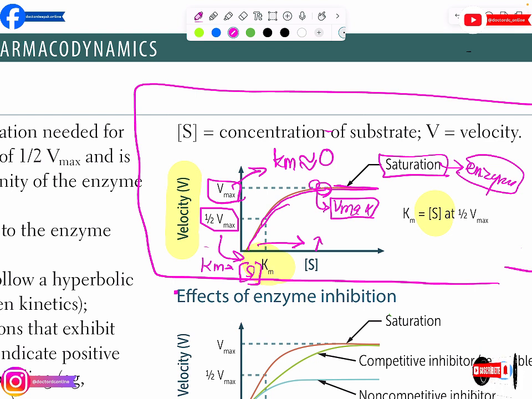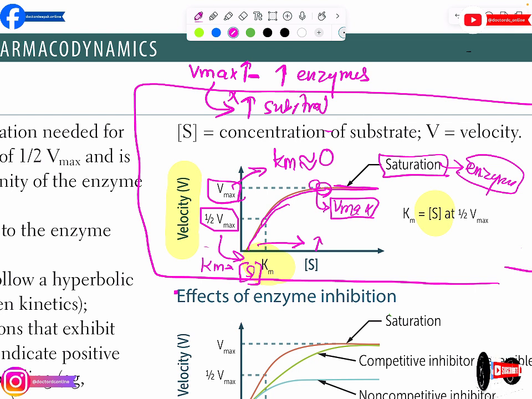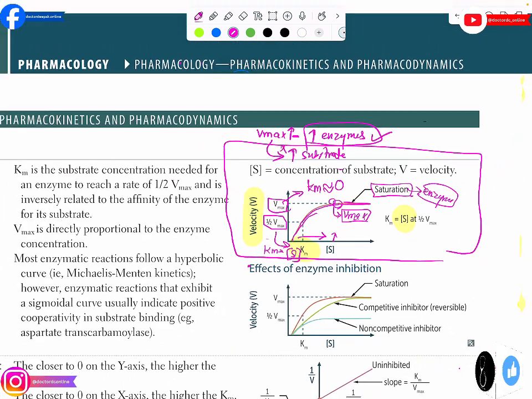You can't change the Vmax by changing the substrate, but the Vmax can be increased by increasing the concentration of enzymes. The Vmax will not increase by increasing the substrate. It only increases by increasing the concentration of enzymes. I think this graph is understandable for you now.